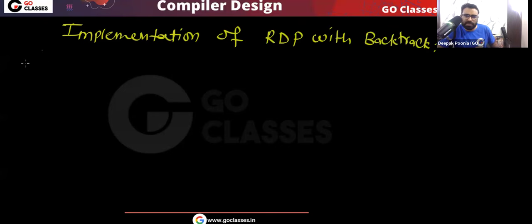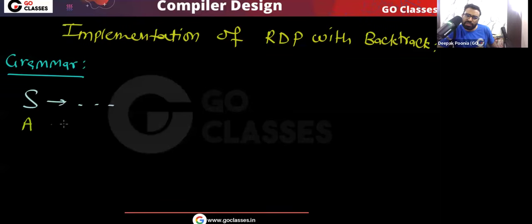Okay, so how do we implement it? Very simple. Let's assume this is your grammar. In your grammar, let's assume S is the start variable. And let's assume there are some more variables. For example, let's assume there is a variable A also. Let's assume there is a variable B also. Okay, so this is your grammar.